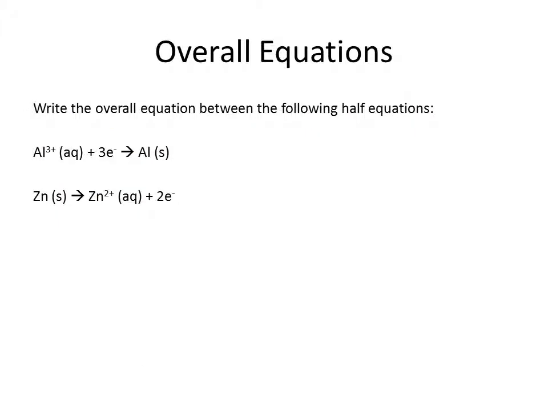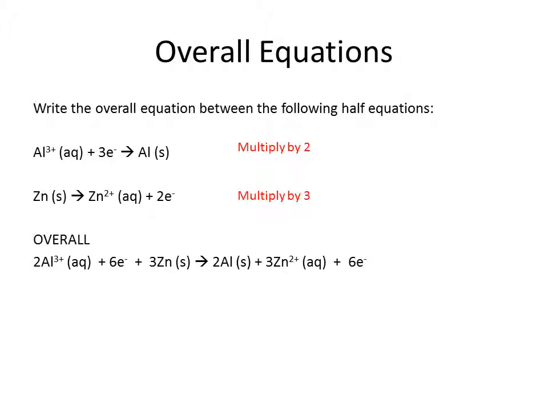Let's have a look at another example. In this case, we've got aluminium gaining 3 electrons, but zinc can only lose 2. So we need to find out how many electrons we need to transfer in this particular case to balance them up. Looking for the lowest common denominator, we can see that if we multiply the first equation by 2 and the second equation by 3, that should give us 6 electrons to be lost and 6 electrons to be gained.